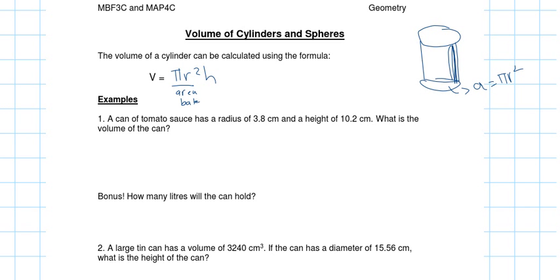So the question says a can of tomato sauce has a radius of 3.8 centimeters and a height of 10.2 centimeters. What is the volume of the can? It's easy, just plugging in the formulas, right? So the volume is pi r squared h. The given, so I know that the radius is 3.8, and I know that the height is 10.2, and I'm looking for the volume. So all I have to do is plug the values in.